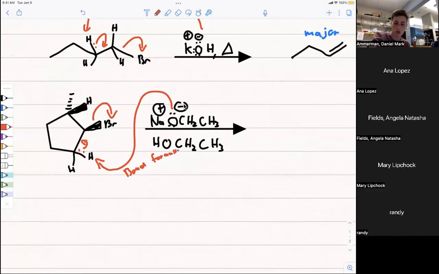I have a question. What's up? So you said it would go to the bottom one because that one's anti. But isn't the top one tertiary, so it wouldn't go there anyway? So even with E2, we still want to make the most substituted pi bond, because that's just more stable in general. But just how E2 works, it's going to go to the anti one. Okay. Yeah.